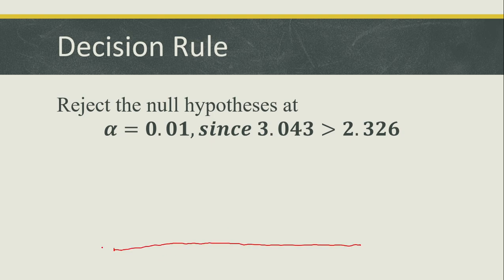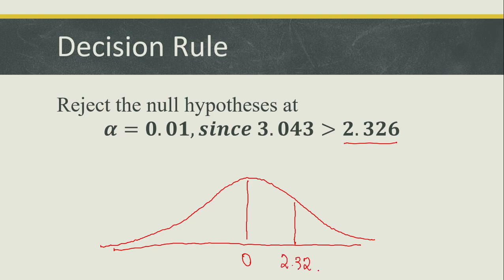So, para mas ma-visualize, drawing tayo ng normal curve. Pasensya na sa drawing niya, sir, ha? So, this will be the normal curve. Ito yung mean. And then, yung critical value, sabi kanina, it's 2.326. So, ito po yung critical region. Ngayon, yung nakuha nating letter Z na 3.043, mas mataas. So, nandito siya sa shaded region, nandito siya sa critical region.